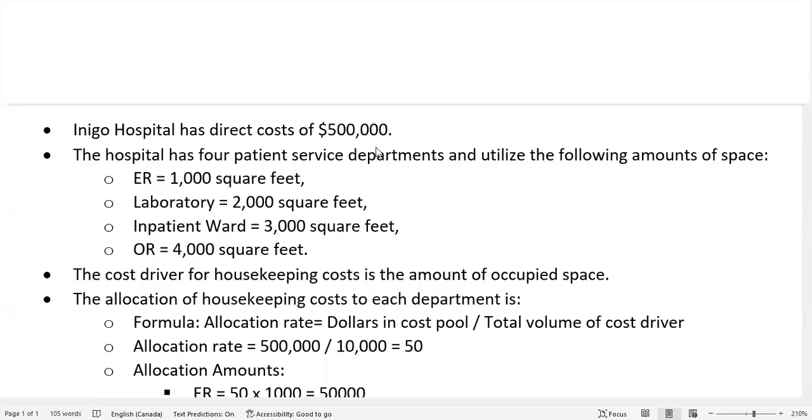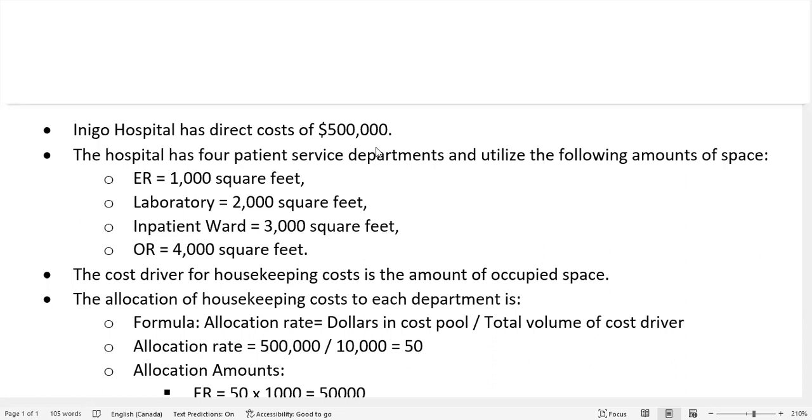Okay, so just to go back to what we intend to do here, we want to calculate the allocation process for this example hospital, right? So in this case, we are looking at these figures here. The example we're trying to show is that in this hospital, we know the direct cost is $500,000. So this would be the cost pool, right? The cost pool is the dollar cost of the overhead activity to be allocated. So in this case, $500,000.